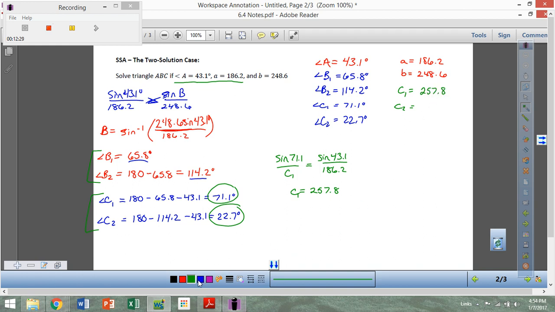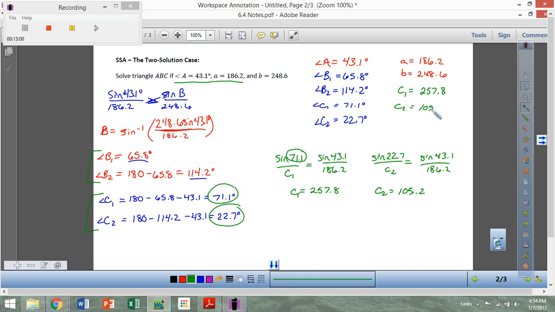And then all you would really need to do to find C2, the only thing I'm going to do is change this out for my other option for angle C, right? So I could do the sine of 22.7 is to C2, and all this other stuff would stay the same. This would be sine of 43.1, this would be 186.2, and I could solve for C2 that way, which would give me an answer of 105.2.